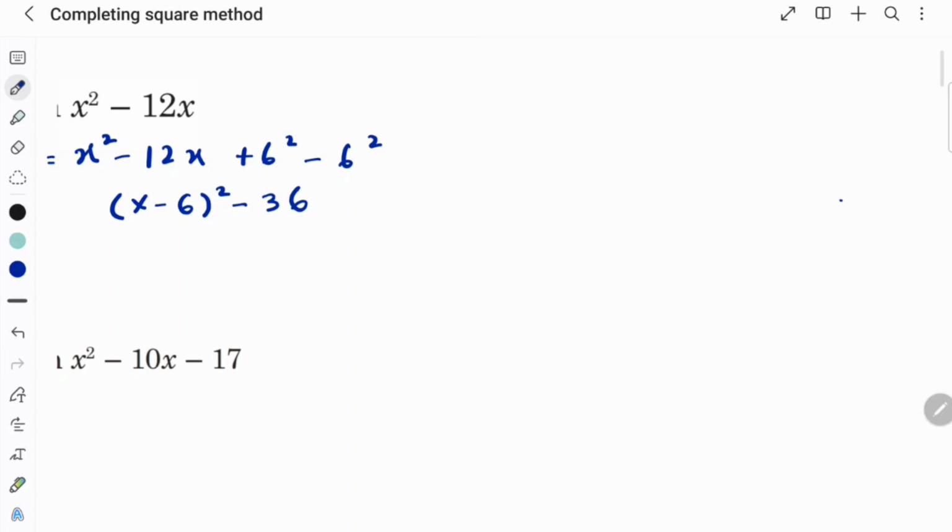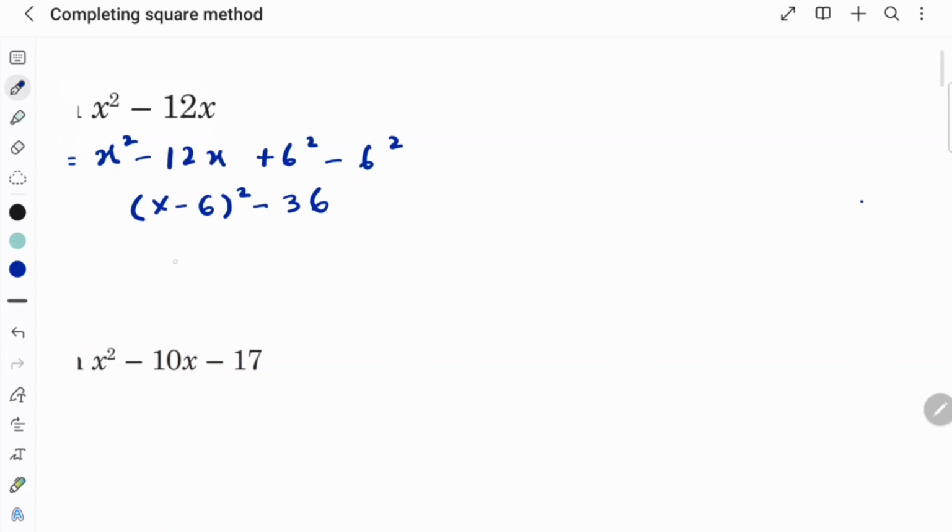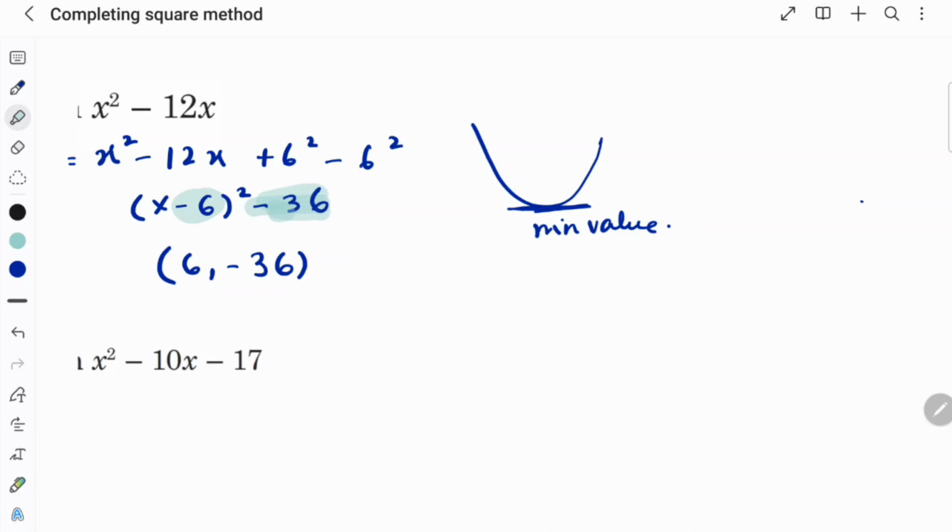So in this question, you know that the graph will open upwards and you will have a minimum value because the x squared coefficient is positive, which is 1. So that means you will have a minimum value in this question. Okay, so 6 and minus 36 is the minimum point here. Remember, you just have to change the sign of this number and write down the y coordinate the same. So this is the answer for the minimum value.